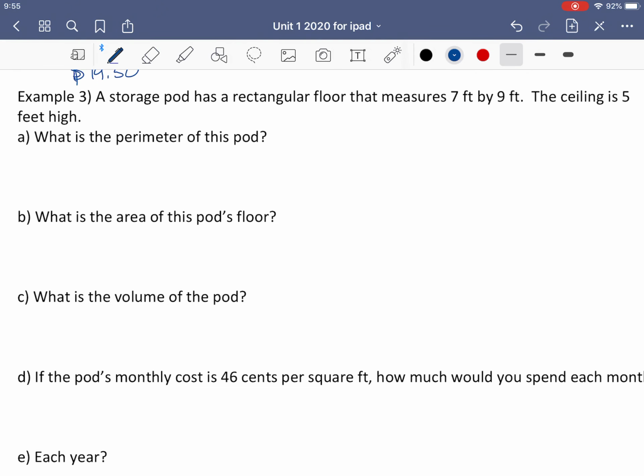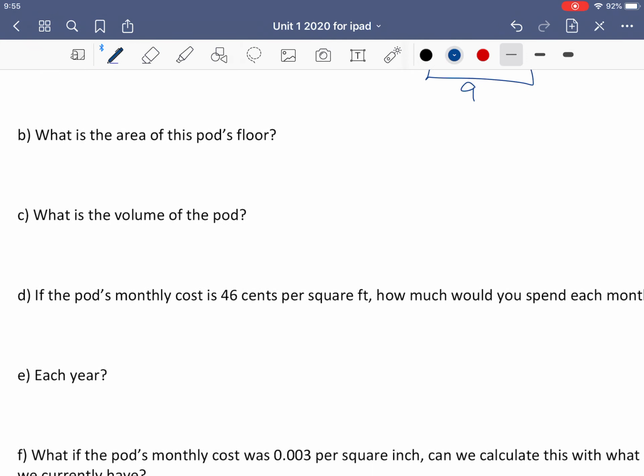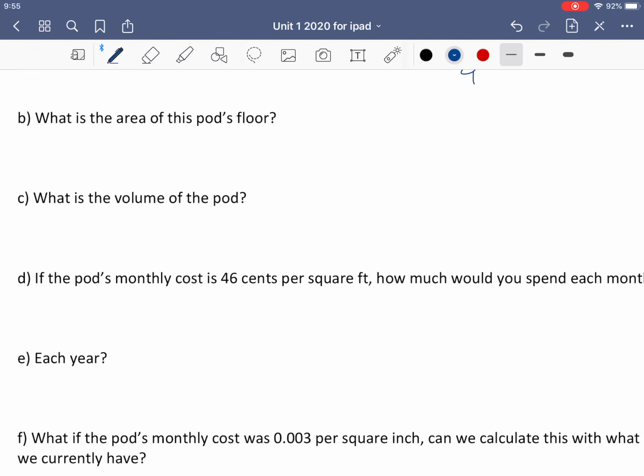Another example, a storage pod has a rectangular floor that measures 7 feet by 9 feet. Definitely not drawn to scale. Its ceiling is 5 feet high, and I'm not drawing in the 3D. What's the perimeter of the pod? What's the area of the pod? What's the volume of the pod? If the monthly cost is 46 cents per square foot, how much would you spend each month, each year? And there's a part F to this.